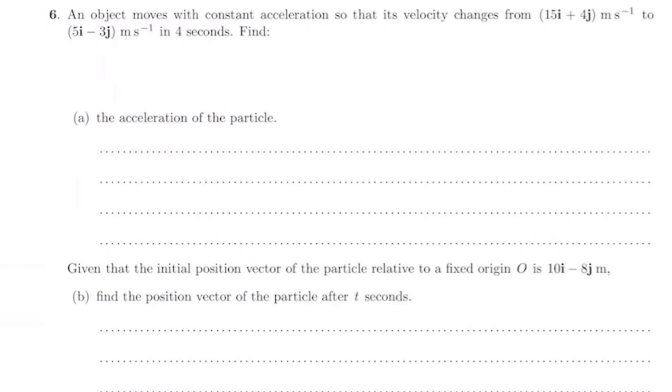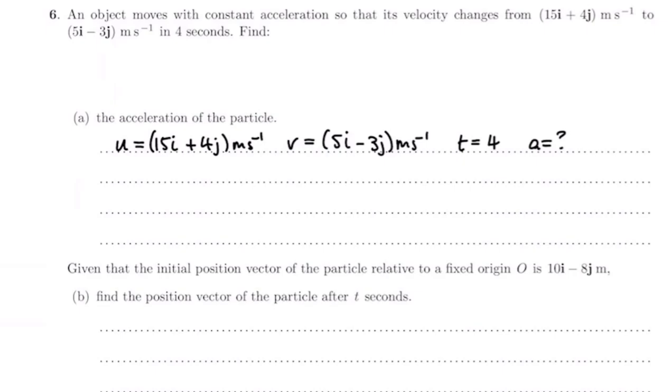First of all, let's have a little look at what we've been given. We've been given our initial velocity, which is 15i plus 4j meters per second, our final velocity, which is 5i minus 3j meters per second. We know that time is 4 and we want the acceleration. So again, we're going to use v equals u plus at.